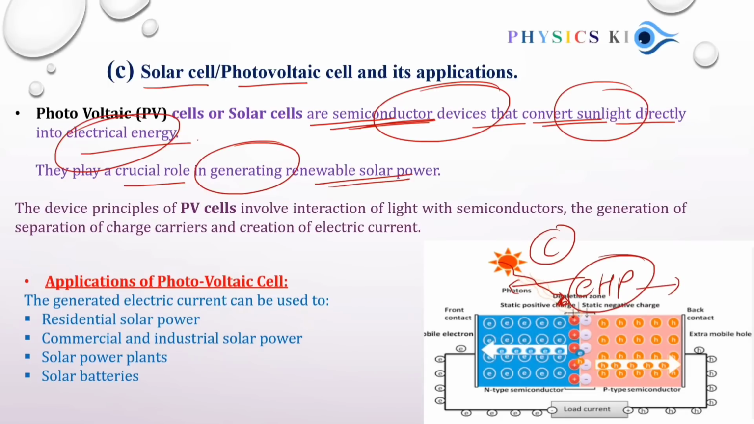So what is the device principle? A PV cell involves the interaction of light with a semiconductor, the generation and separation of charge carriers, and the creation of electronic current. Very simple. You can write applications like residential solar, commercial solar, solar power plant, solar batteries. It is enough for 2 marks.